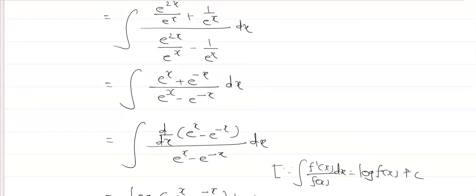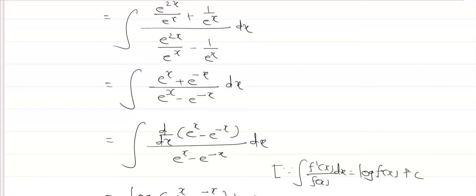This is e raised to x minus e raised to minus x, its derivative is this. Which one? e raised to x plus e raised to minus x. How? What is the derivative of e raised to x? It is e raised to x. And what is the derivative of minus e raised to minus x? The derivative of e raised to minus x is e raised to minus x into the derivative of minus x, which is minus 1. And this minus sign and this minus will become plus, and therefore this is its derivative.